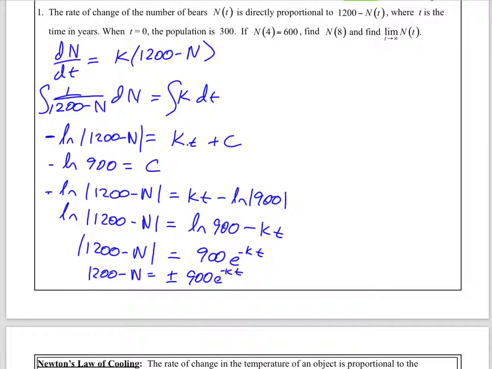And I'm going to subtract 1200 and then I'm going to multiply by negative. So that gives me 1200 plus or minus 900 e to the negative kt. At this point, what do I need to decide? Plus or minus. So what does it need to be? Minus. It needs to be minus.